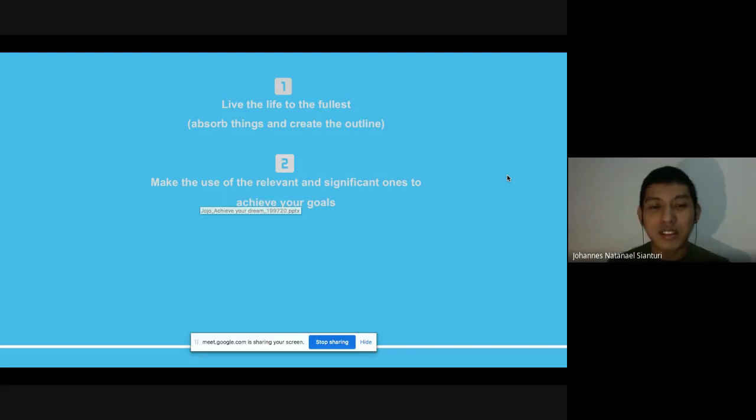And then the second one is to make use of relevant and significant ones to achieve your goals. Like I said before, each and every one of us has a different goal. Even for me, I have a series of goals. For example, tomorrow, if I'm going to present something to the board of management of my organization where I work, I need to prepare a story that is relevant. Only the relevant ones that could make me pass the presentation well. If not, I'm going to be either over or lacking the materials that I need to present.